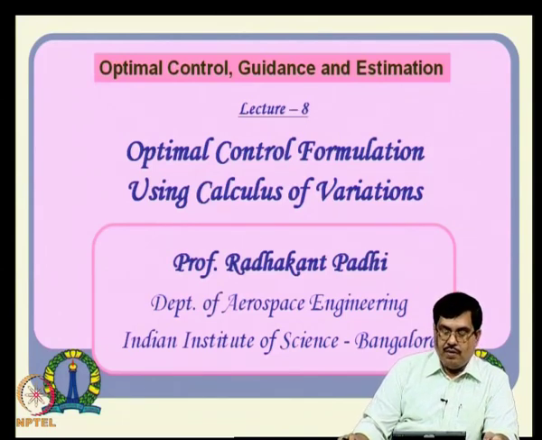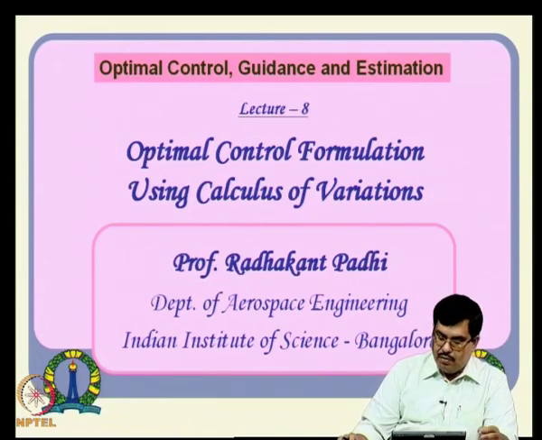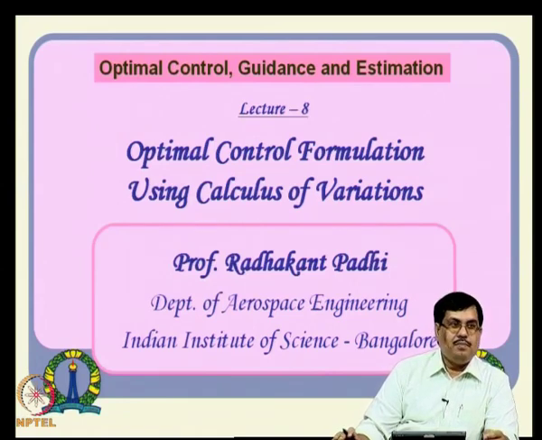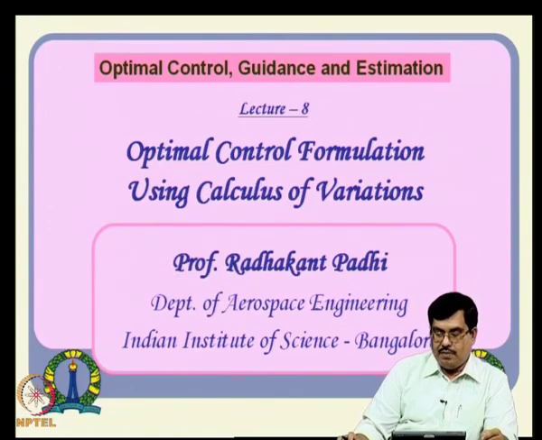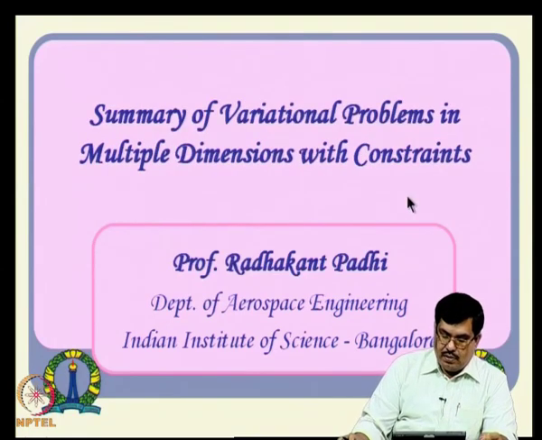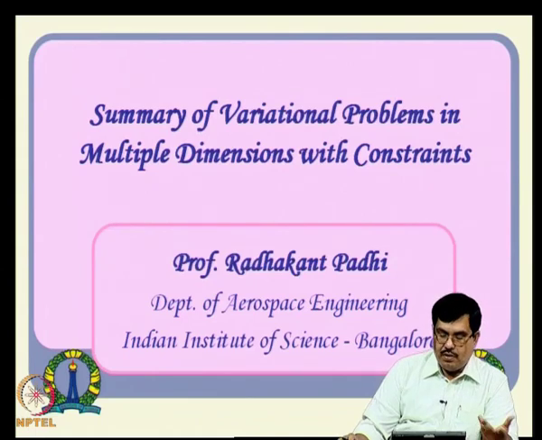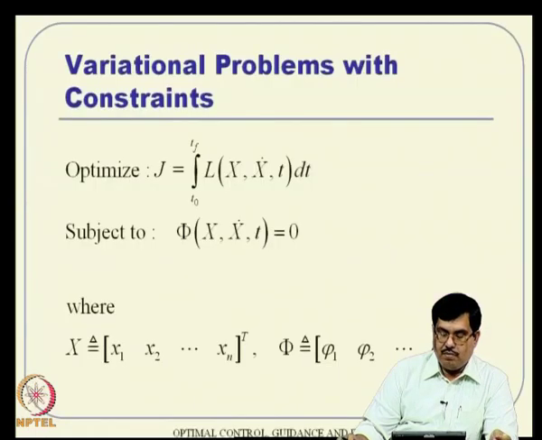Okay. So we will try to use these Euler equations again, but now in the full framework of optimal control theory. I mean, we do not want to talk in a disguised way and think like that anymore. We will define an optimal control problem and attempt to solve it as it is. Alright. So what is the summary of variational problems in multiple dimensions with constraints? That is what we discussed just in the last class.